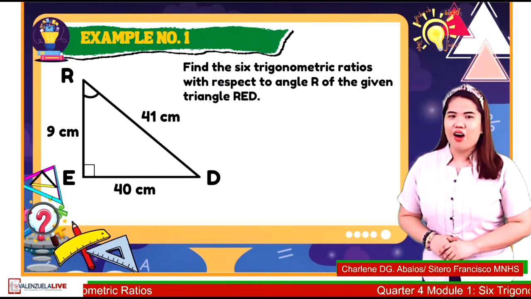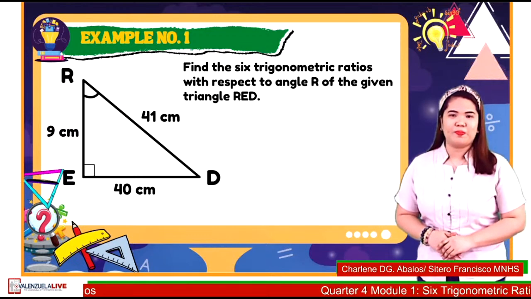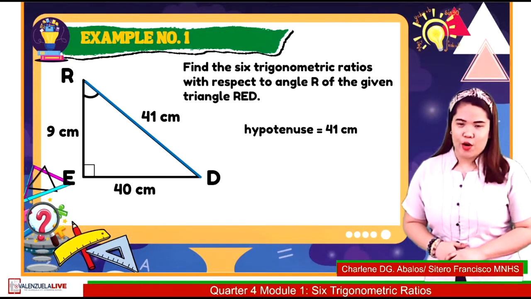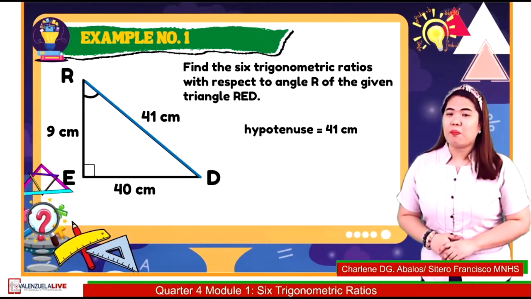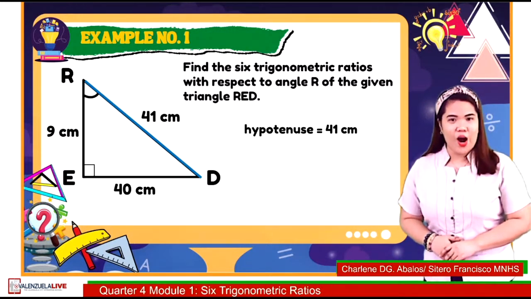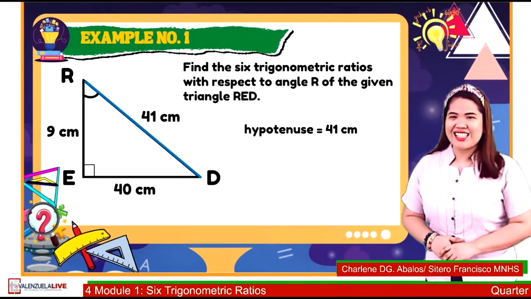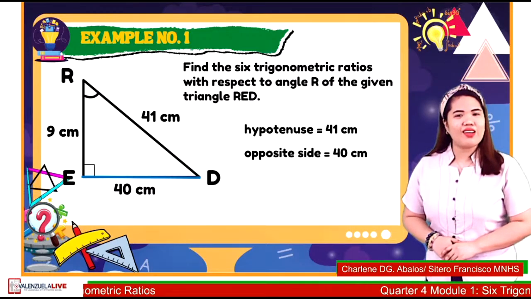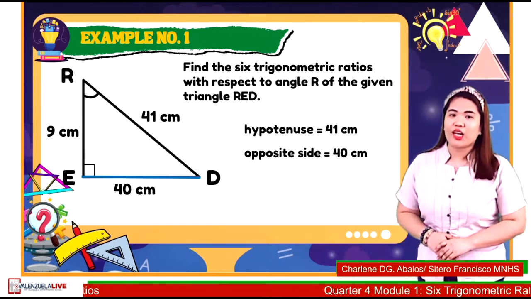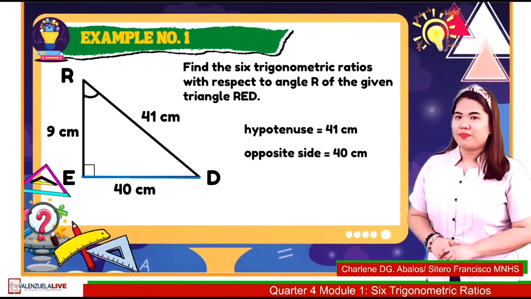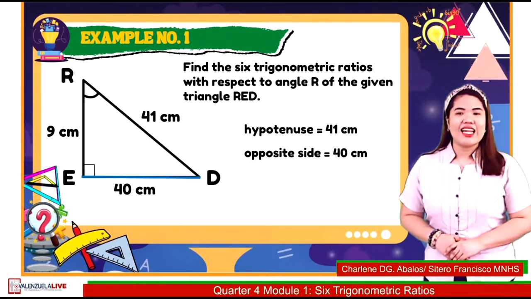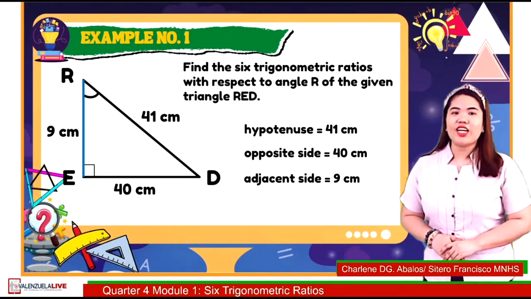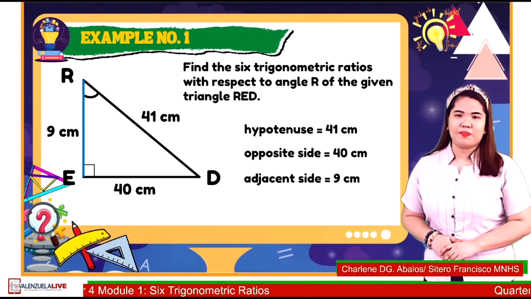What is the length of the hypotenuse? Perfect, it is 41 centimeters. How about the length of the opposite side with respect to angle R? Yes, it is 40 centimeters. What is the length of the adjacent side with respect to angle R? Exactly, it is 9 centimeters. Now, let's get the trigonometric ratios.